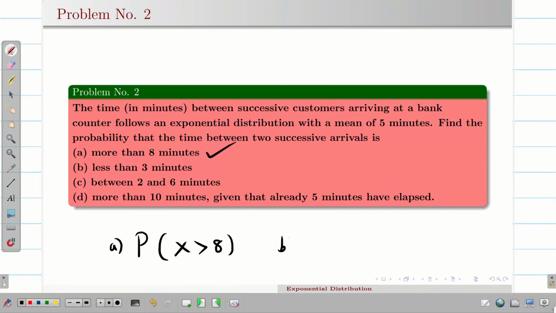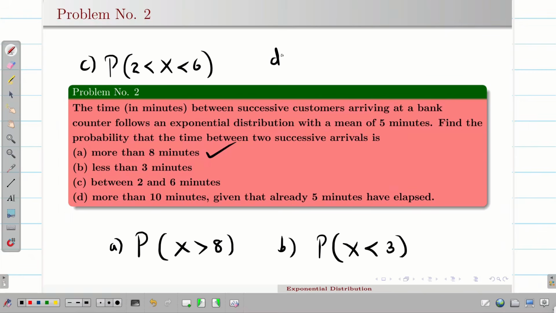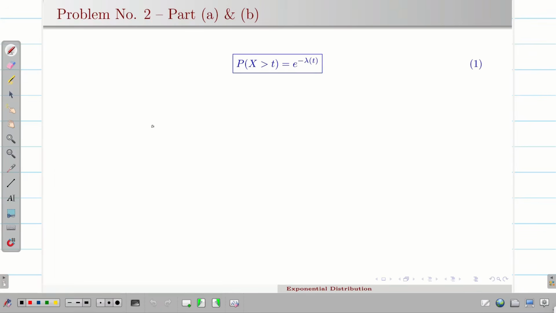Then the second one is very easy: probability of x less than 3 minutes. The third one is probability of x lies between 2 to 6 minutes. And finally, the last question is, what is the probability that x is greater than 10 minutes given that already 5 minutes have elapsed? So we can use memoryless property for the fourth question. Let us solve one by one.